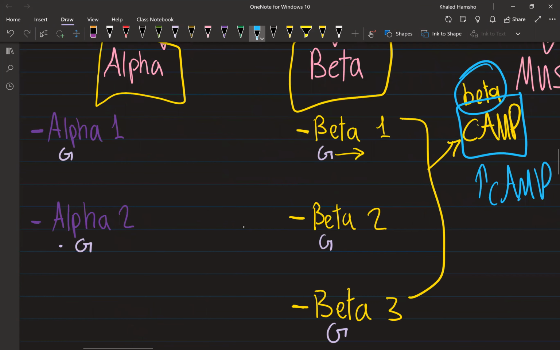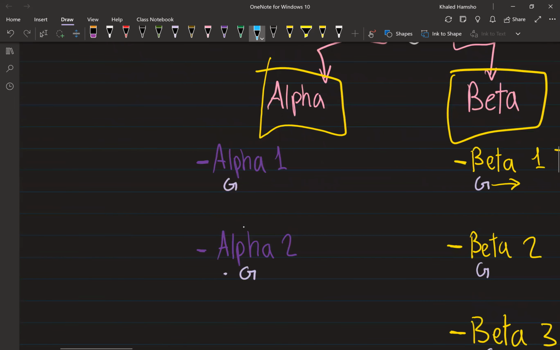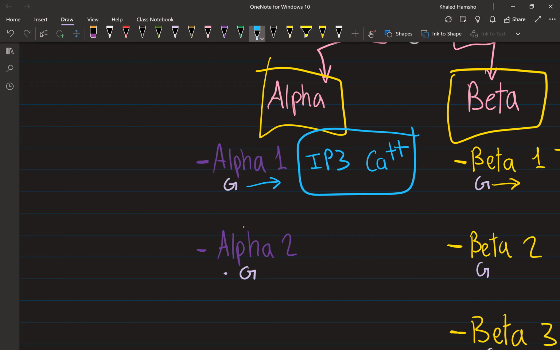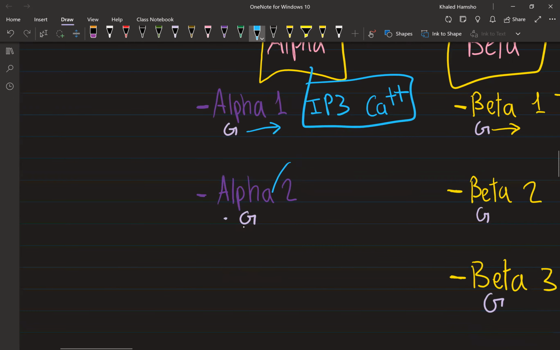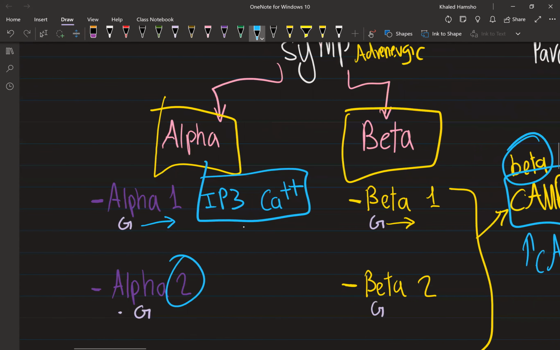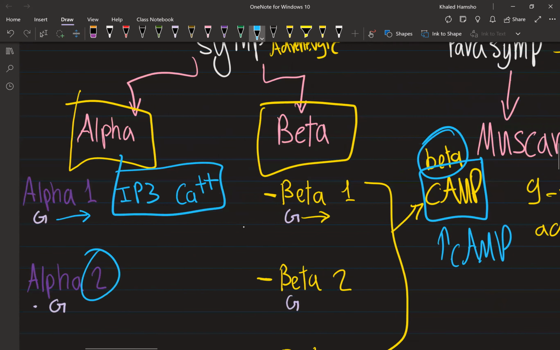In terms of alpha, this receptor has to do with the IP3 pathway. If you remember the IP3, calcium, secondary messenger, that stuff. You don't need to remember the details, but just remember that pathway. And alpha 2 is kind of special. We'll discuss it in just a minute. So these are the general differences between alpha and beta receptors.